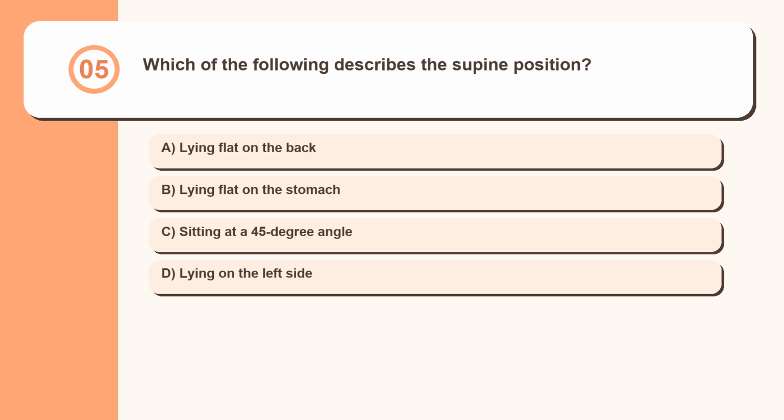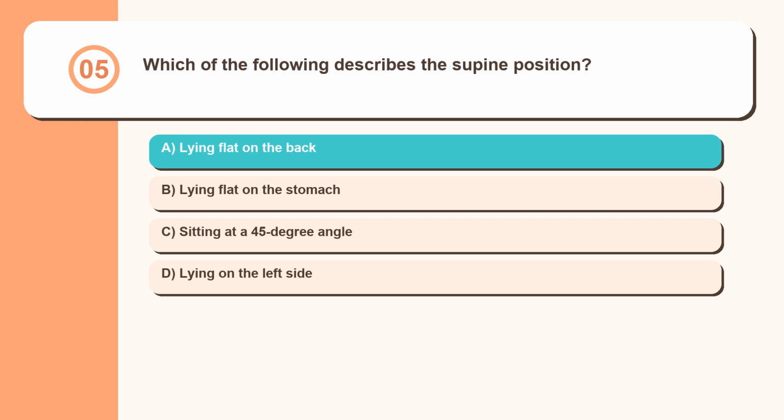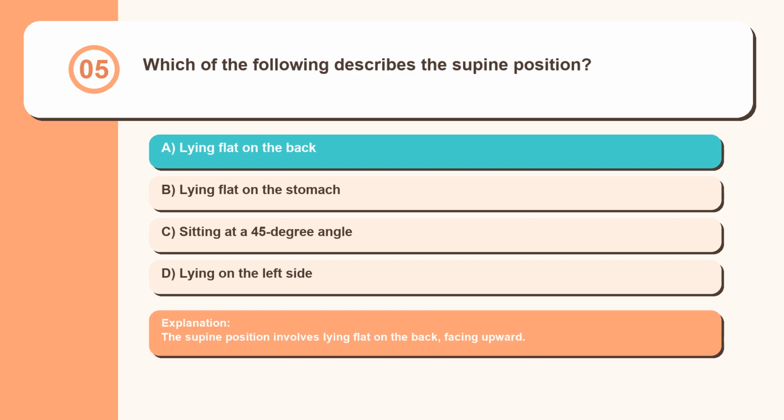Question 5. Which of the following describes the supine position? Lying flat on the back, lying flat on the stomach, sitting at a 45-degree angle, lying on the left side. The supine position involves lying flat on the back, facing upward.